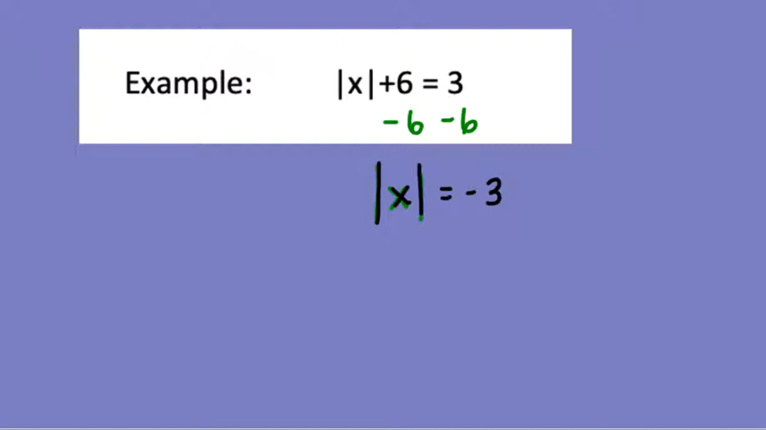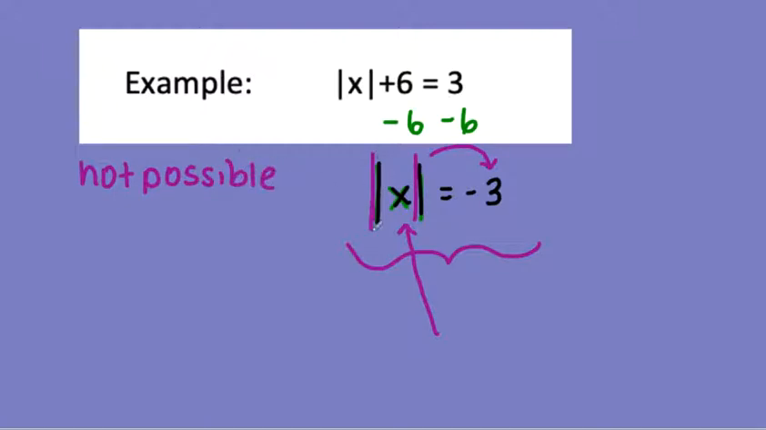That's a very interesting equation. I'd like you to think about that one for a second. What value of x can I put in there and then take its absolute value that's going to output a negative 3? I hope you're saying it's not possible. There's no way for me to take the absolute value of a number and get an output of a negative 3. So in this case, there's no solution.